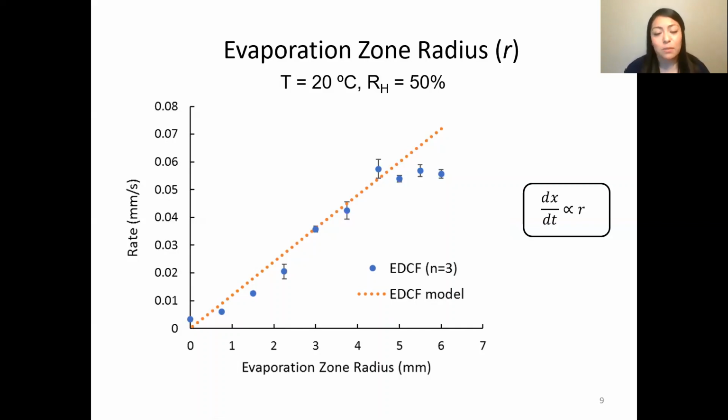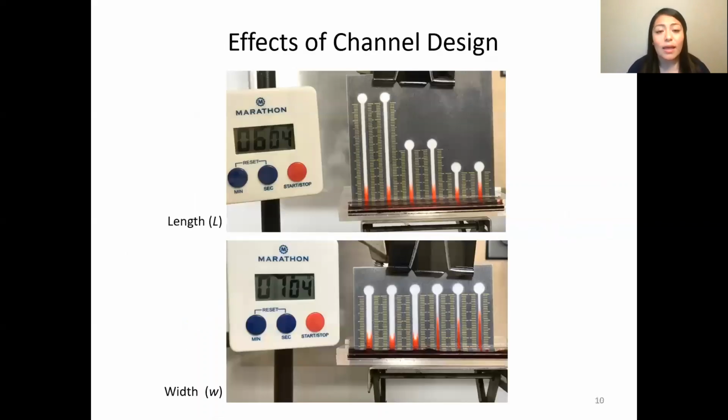Then we moved on to test the parameters of the channel. Here you can see the length and the width. If you take a look at the top picture, we tested 3 different lengths of channels in our devices. Regardless of the length, as you can see, the EDCF rate remains constant. But when you take a look at different widths of the channels, you can see that as you increase the size of the width, you actually decrease the rate of EDCF.